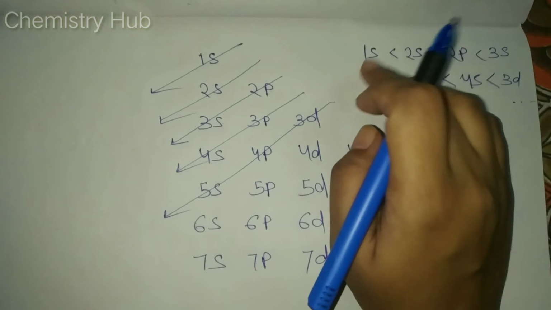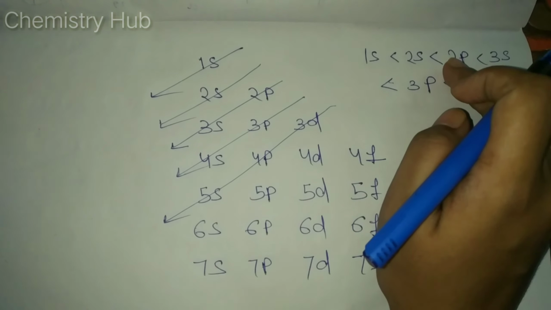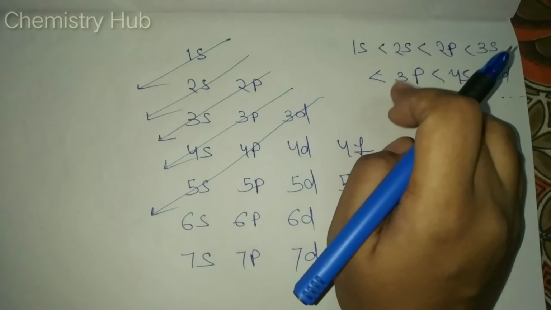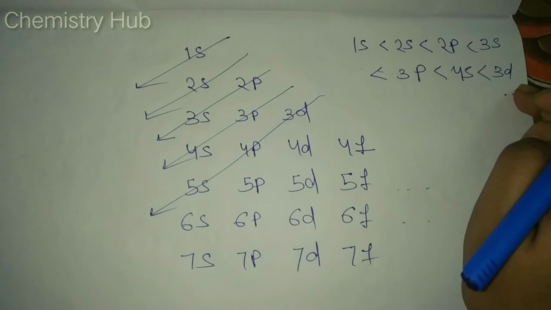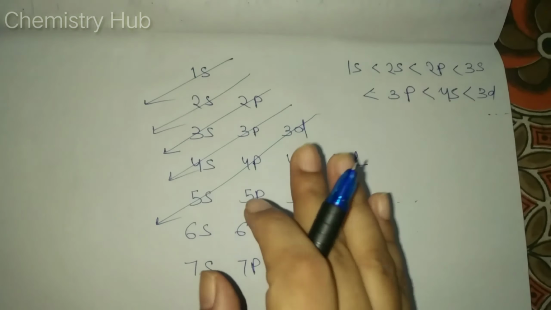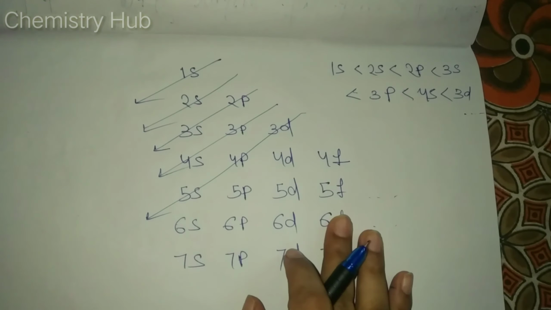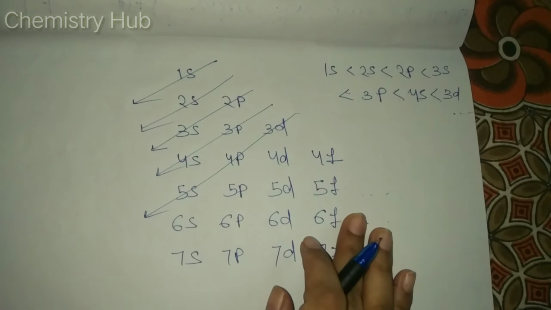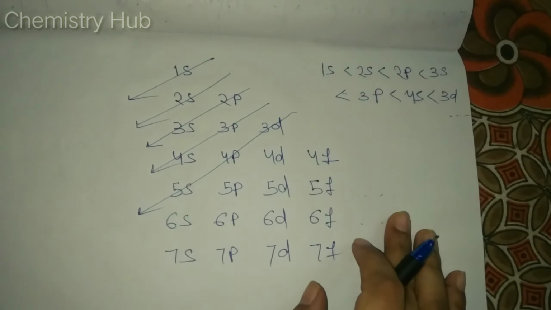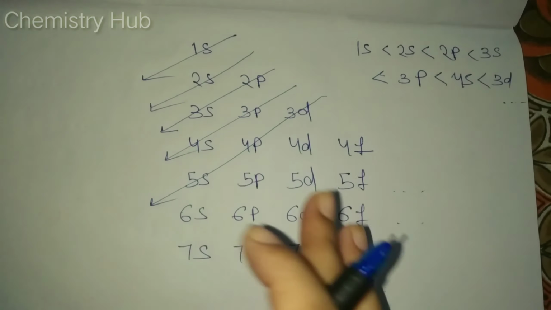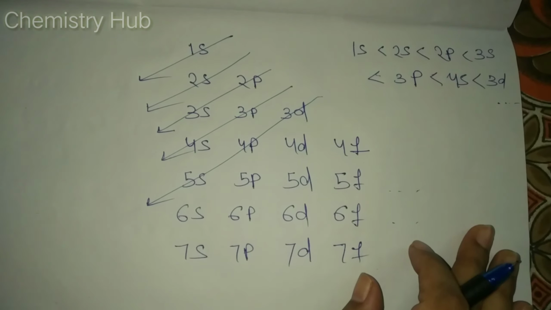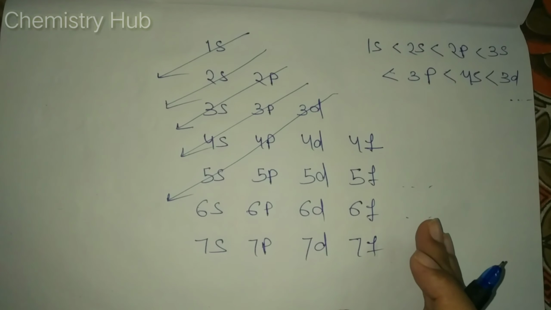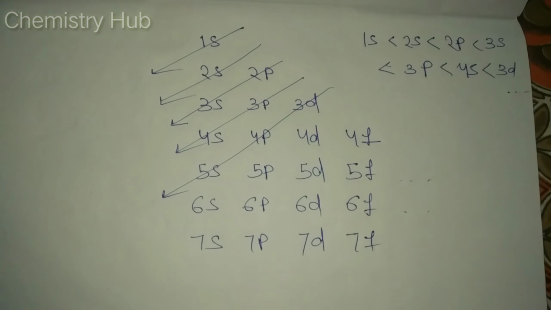Here 1s has the lowest energy, then 2s, then 2p, then 3s, then 3p. So this is the increasing order of subshells according to their energy level also. By remembering this, you can easily know which subshell has lower energy and which has higher energy. This is all about the above principle, and by knowing it, it is easier for you to do the electronic configuration of any element.